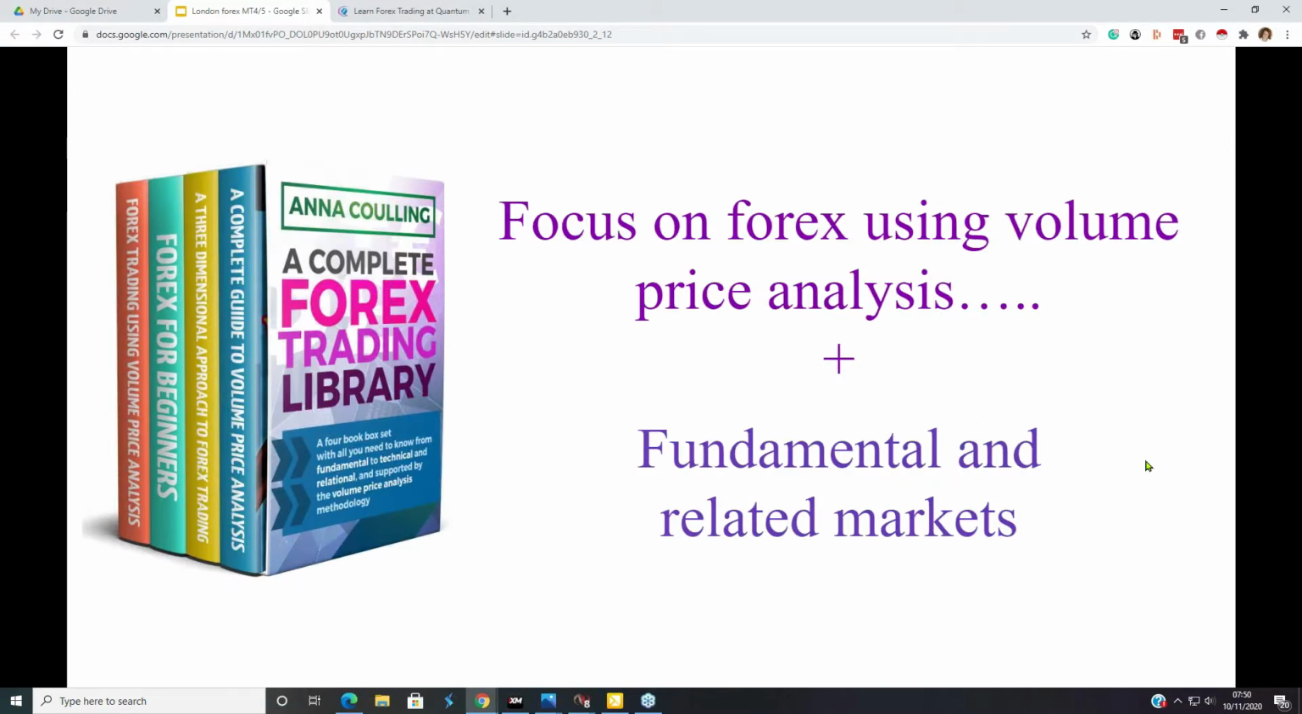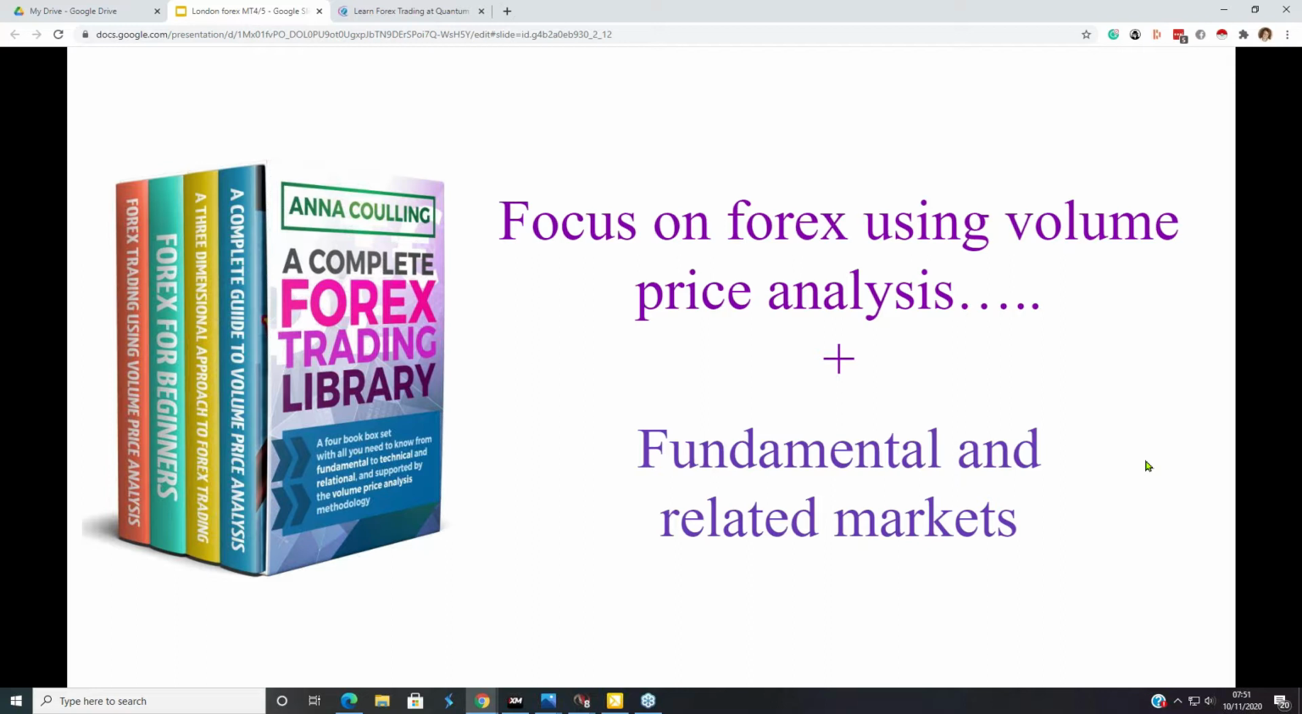We're going to be using our methodology of volume price analysis. Actually, VPA is five elements. It's price action and volume, which together tell us whether what we're seeing on our chart is authentic or not. That's the 30-second pitch for the methodology. Is it a genuine move or is it an anomaly?